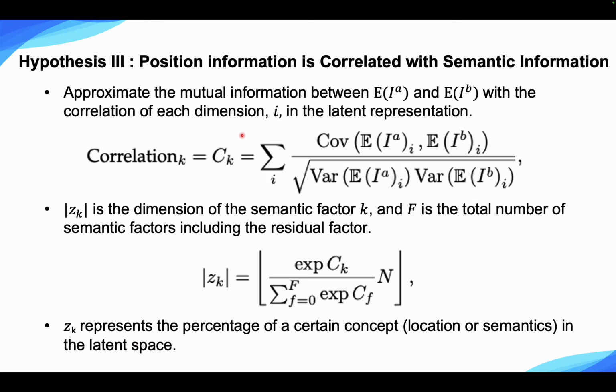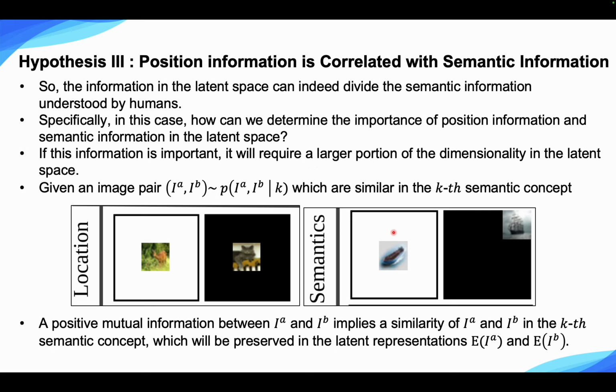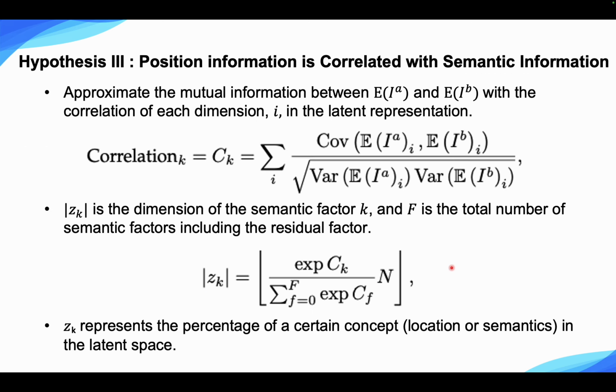So we can approximate the mutual information between these two latent representations, and then we can compute the dimension of this semantic factor k. And zk represents the percentage of a certain concept. In the previous example, it's like location or the semantics in the latent space.